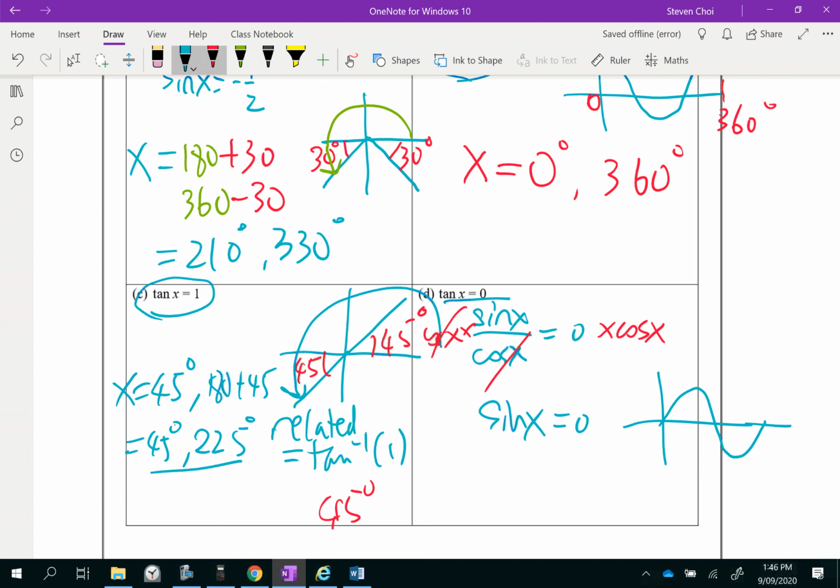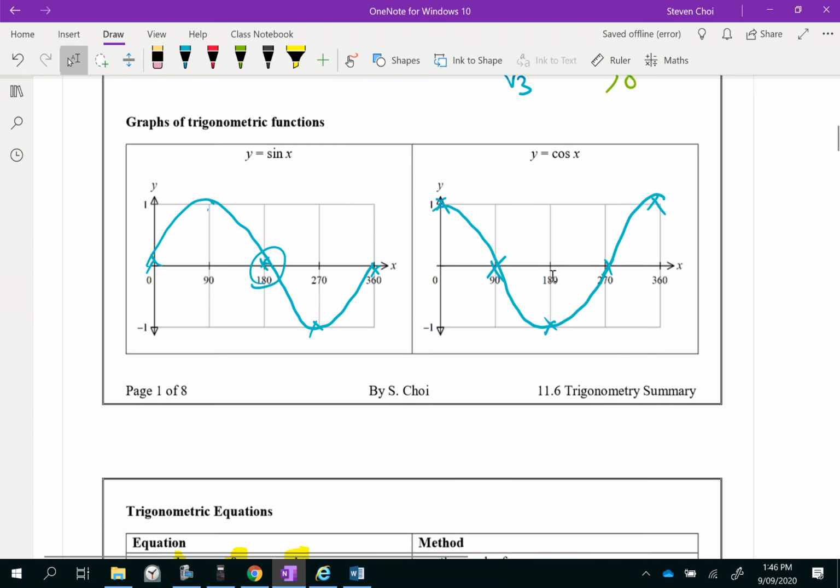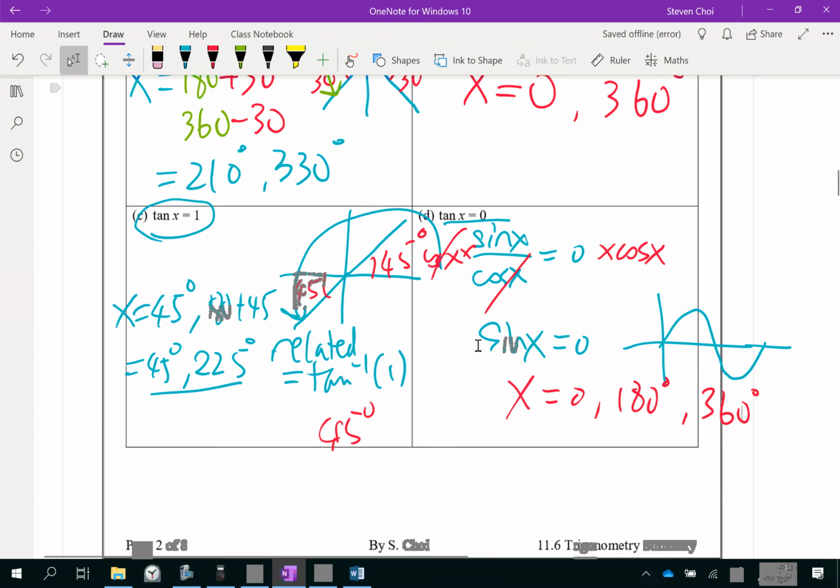And then therefore, clearly from the graph, the solutions will be at 0, 180 degrees and 360 degrees. So it's very important that you know the graph of sine and cos. So try to memorize it. And this is the solution. All right, good. So we've done the first 2 pages.